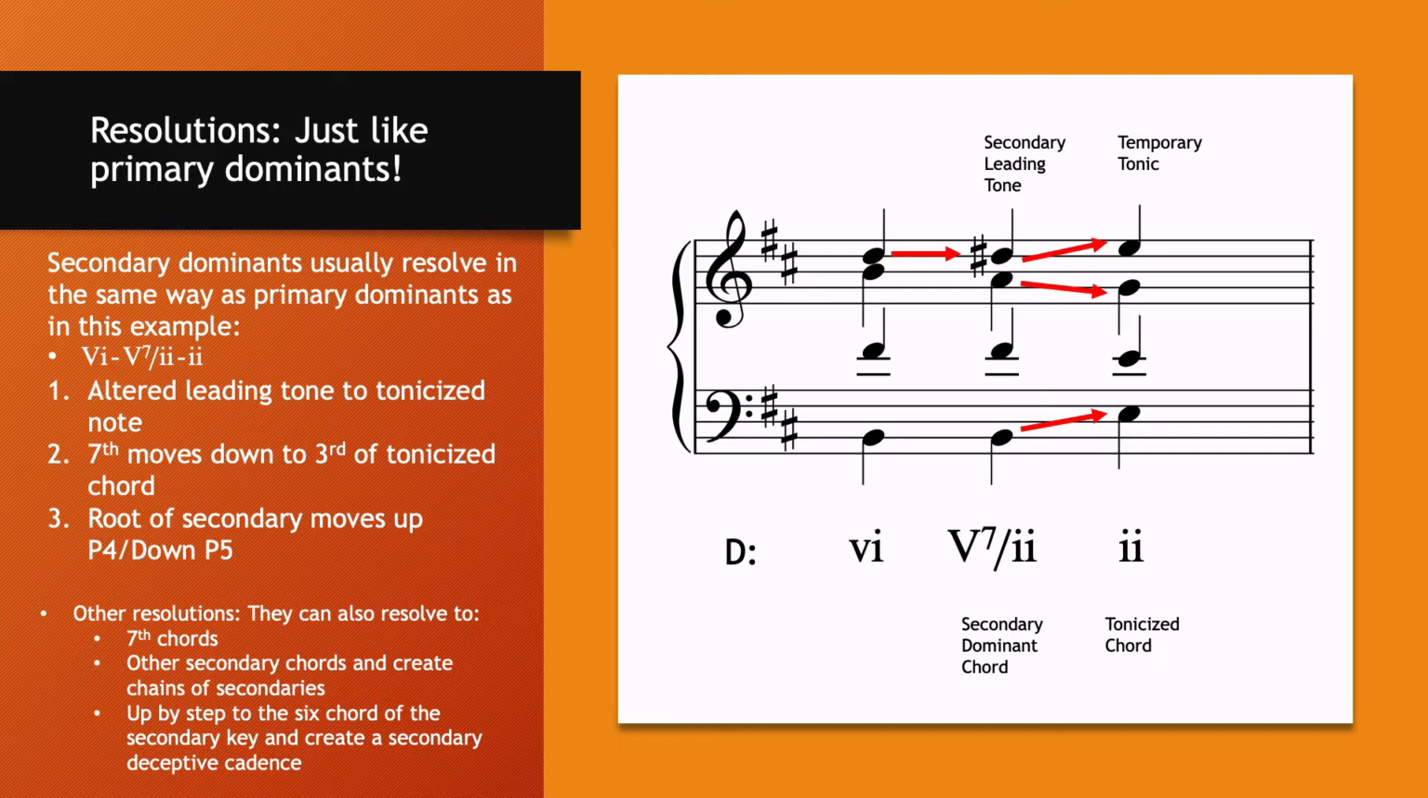Now, even though most secondary dominants resolve to their tonicized chord, there's some other resolutions possible. So you can have a chain of secondary dominants which go to one chord after another that's a 7 chord, or secondary dominants to secondary dominants. You can also have the chords, instead of resolving to their temporary tonic, resolve to their temporary 6 chord and make sort of like a deceptive cadence, or a secondary deceptive cadence. Those aren't quite as common.